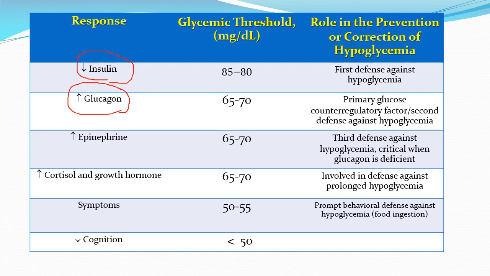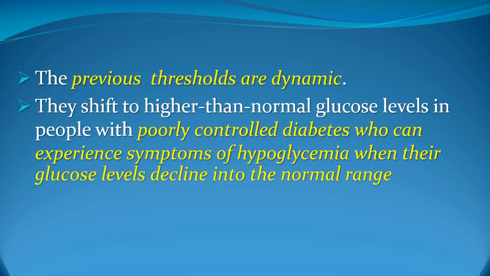If the blood glucose level starts to decrease further, then there will be increase in the production of epinephrine, which will again enhance the process of glycogenolysis, and further drop in the concentration of glucose will eventually lead to increase in the cortisol through increase in the level of ACTH and growth hormone. If further decrease in the blood glucose level occurs without recognition, in this case the patient will pass into deep coma. Now, the previous figures are actually dynamic, they're not absolute.